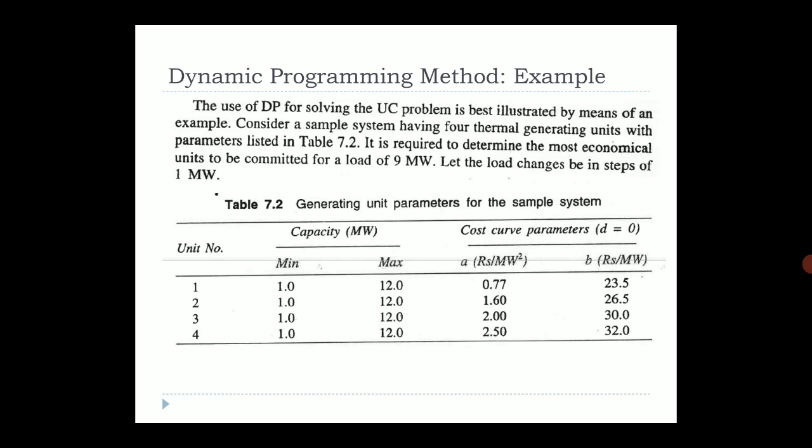The use of the dynamic programming method, or DP, in solving the unit commitment problem is illustrated by means of an example. This is the example that they have given. Consider a sample system having 4 thermal generating units: unit 1, 2, 3 and 4. The parameters listed in Table 7.2 are required to determine the most economical units to be committed for a load of 9 megawatt, and let the load change be in steps of 1 megawatt. So the load goes from 1 megawatt, 2, 3, 4 up to 9 megawatt. We have the 4 generators with maximum and minimum generation capacity, the cost curve constants A and B are given, and parameter D is taken to be 0.